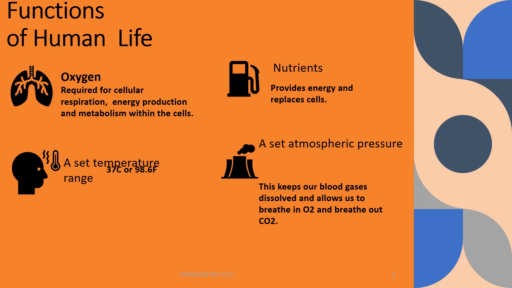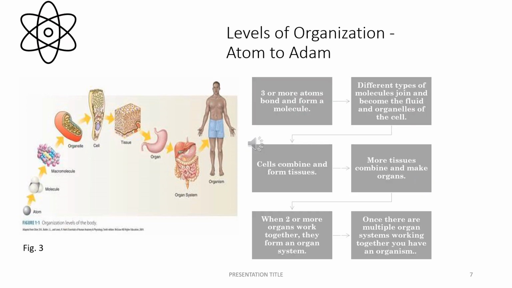Okay, now we have the four functions of human life. Without them, we can't survive. And that's going to be oxygen, nutrients, a set temperature range, and a set atmospheric pressure. Then we've got our levels of organization.